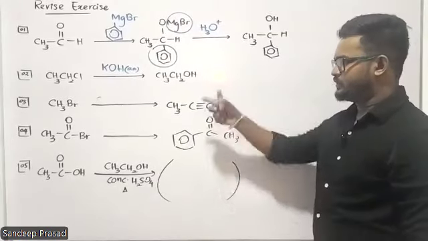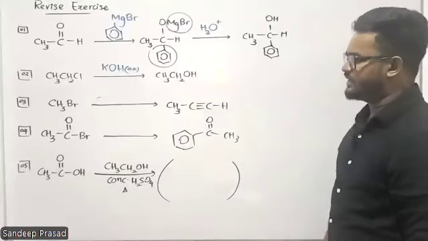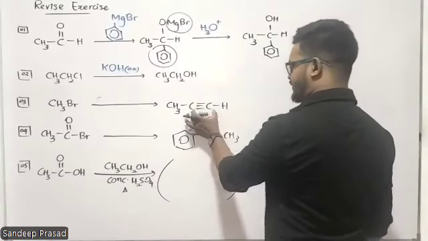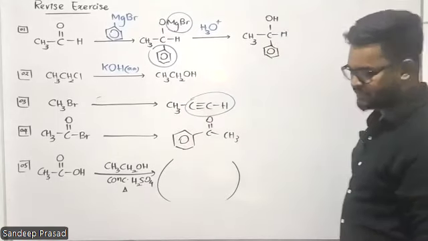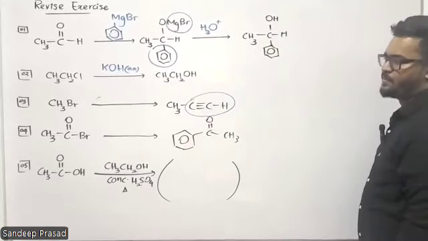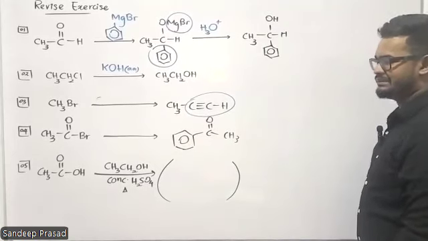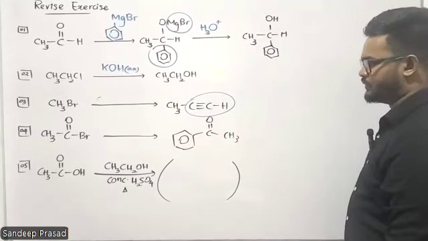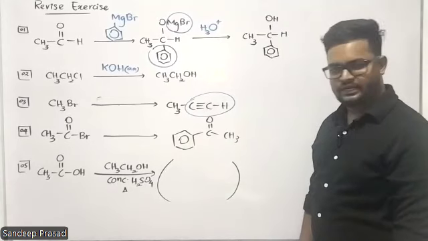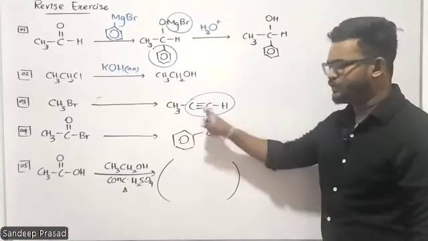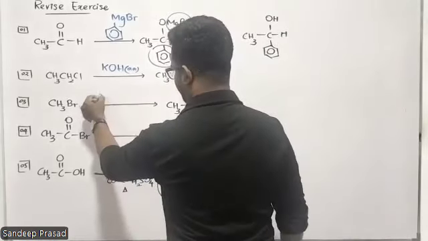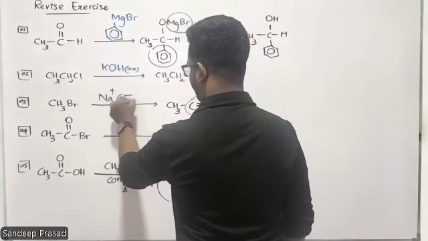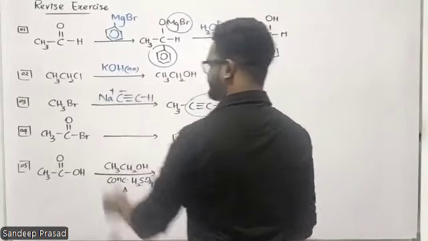And then look, you can see here this is CH3Br, and you can see that an additional group is there like this, CH3, C triple bond CH. So how can we form this one? Sodium derivatives of alkynes react with alkyl halides in order to form this kind of compound.